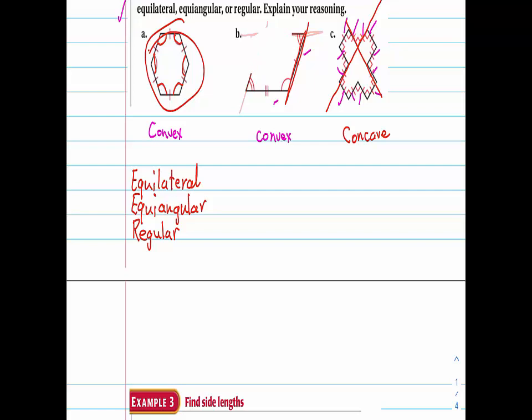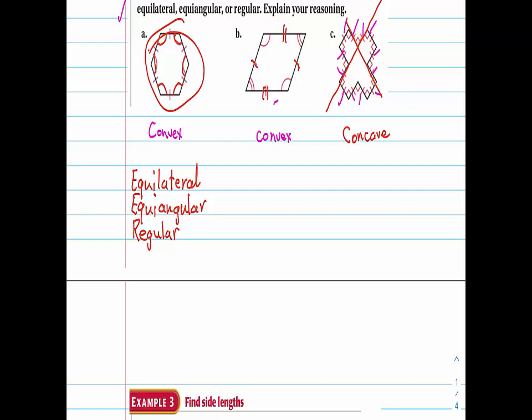Now, let's look at this other one. Notice that this side and this side are the same because they have one line through them, but this side and this side, they're not. These two sides are the same, but they're not the same as these two sides. So we have one line here, one line here; those sides are the same length. 2 lines here, 2 lines here; those sides are the same length. So not all the sides are the same length. So this is not equilateral.